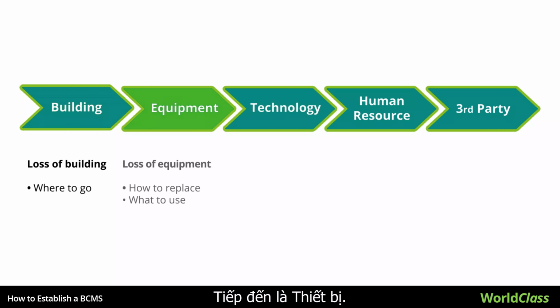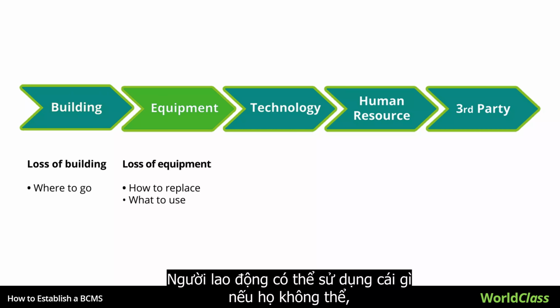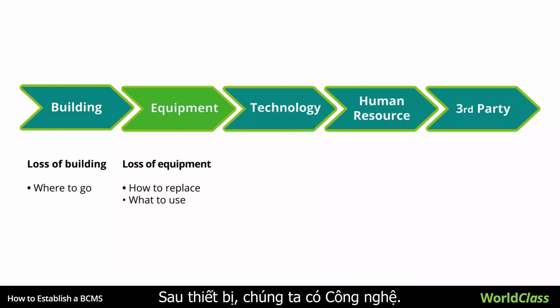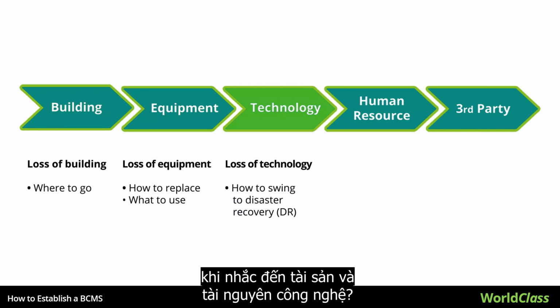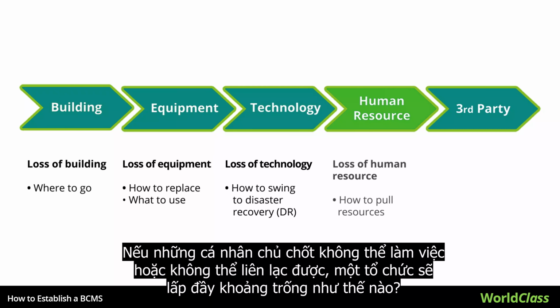Next is equipment. How will an organization replace lost equipment? What can workers use if they can't access, say, their desktop computers? After equipment, we have technology. How does an organization shift to disaster recovery when it comes to its technology assets and resources? Next is human resource. If key people are unable to work or are unreachable, how will an organization bridge the gap?